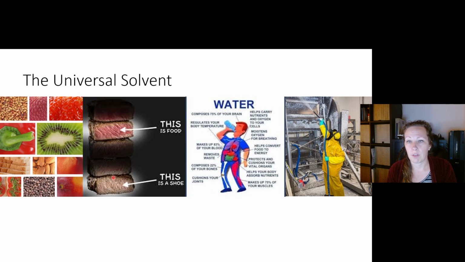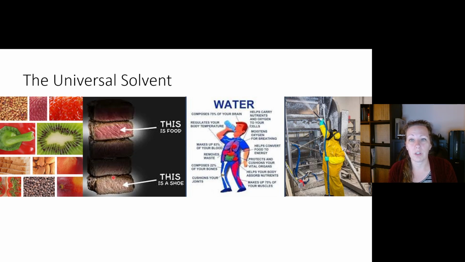If you have loss of water in the discs and things that are between joints, it's extremely painful. As part of the blood, it helps carry nutrients and oxygen to your cells. It moistens oxygen for breathing, which is something that you don't really think about as necessary, but it is. It's required to convert food to energy, and in the reaction that produces ATP, water is a part of it. It protects and cushions vital organs, helps our body absorb nutrients.